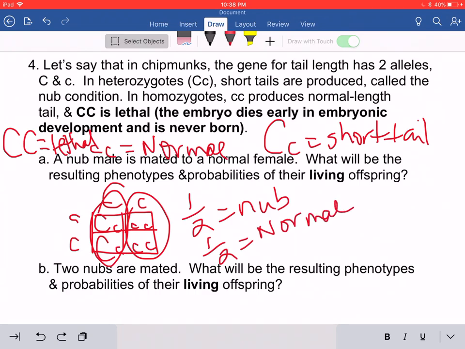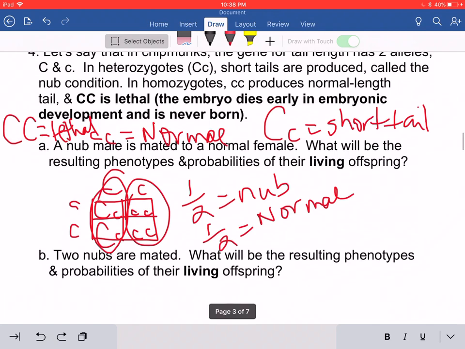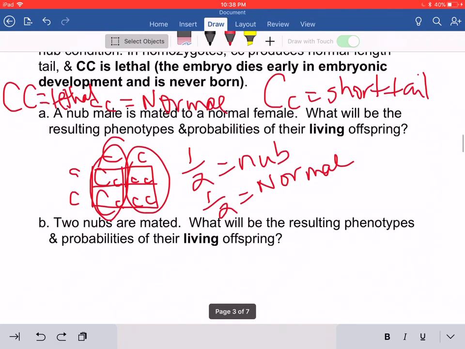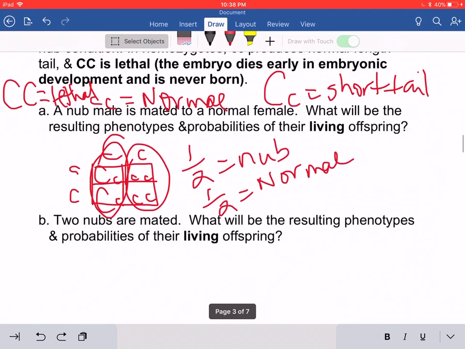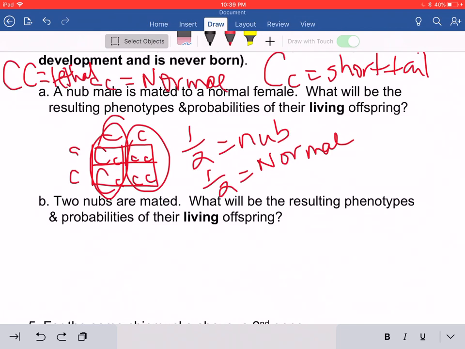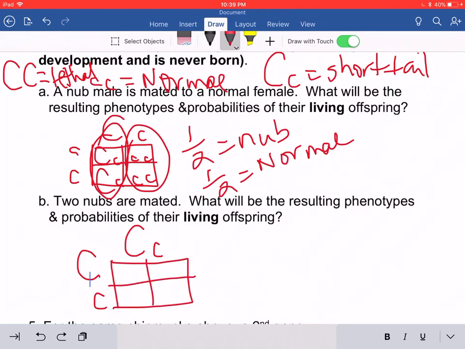All right, let's go down to part B. If 2 nubs are mated, what will be the resulting phenotypes and probabilities of their living offspring? So here we know that you have an individual with big C, little c, and an individual with big C, little c mating. So let's fill out our Punnett square. Big C, big C, big C, little c, big C, little c, little c, little c.